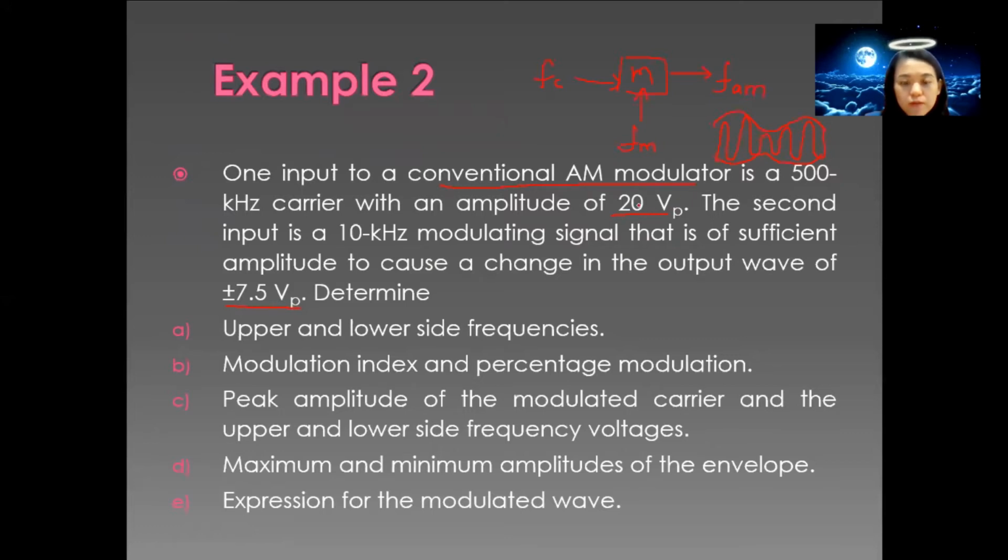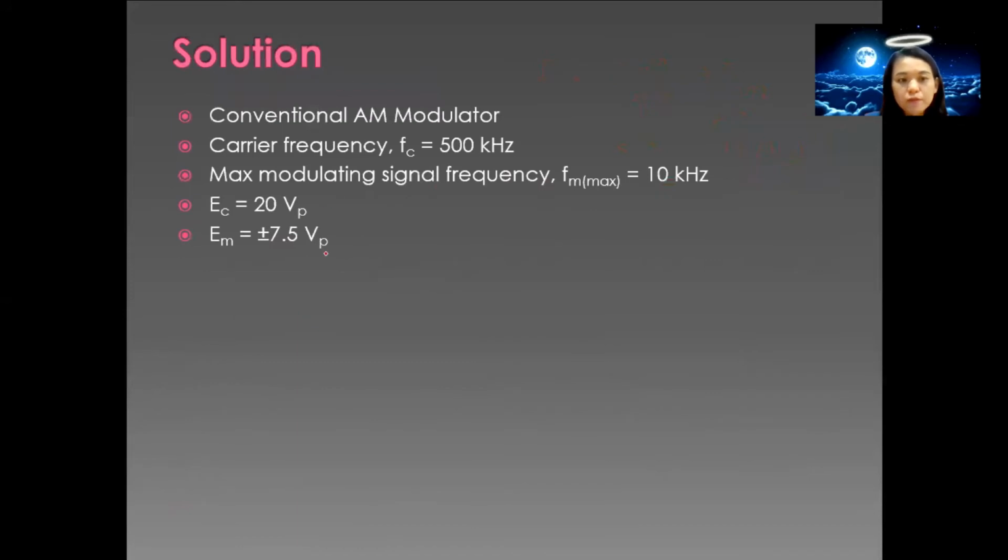And this first value is the amplitude, which means the voltage for the carrier, 20 Vp, and we also have the voltage for our modulating signal, plus minus 7.5 Vp. Okay, so this is the information we get. So EC is equal to 20 Vp and EM is equal to plus minus 7.5 Vp.